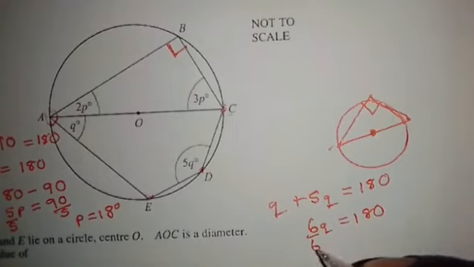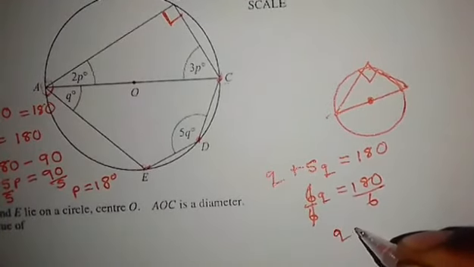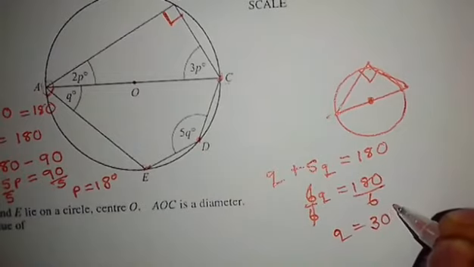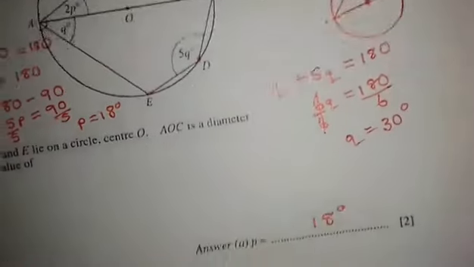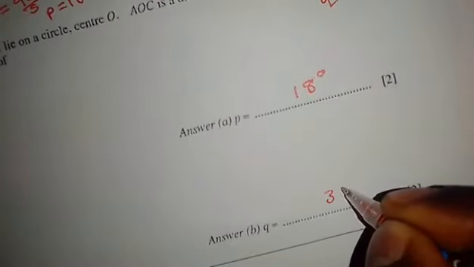Then I divide both sides by 6. So 6 into 180 goes 30, meaning Q is equal to 30 degrees. So I write my answer that Q is 30 degrees. So this is how you are supposed to work it out. I hope you are enjoying the lesson, class. So I want you to stay tuned as well.